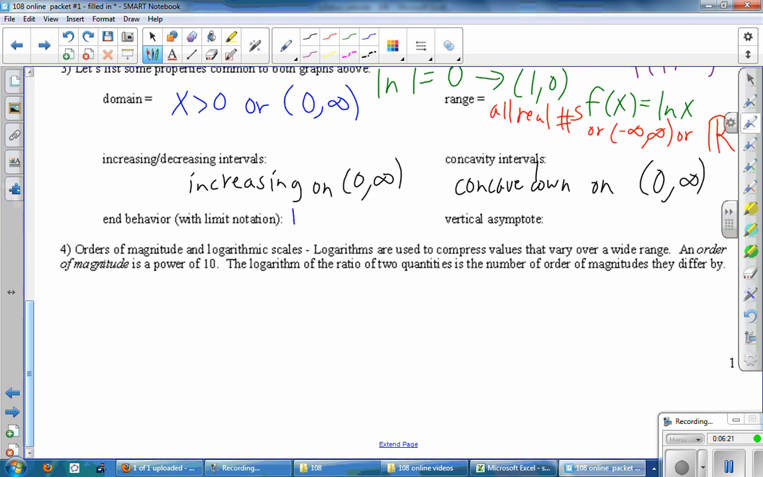So limit notation. Limit as x goes to infinity of log x, that's the y value, the function, is, well, it goes up forever, infinity. Same thing is true for ln.